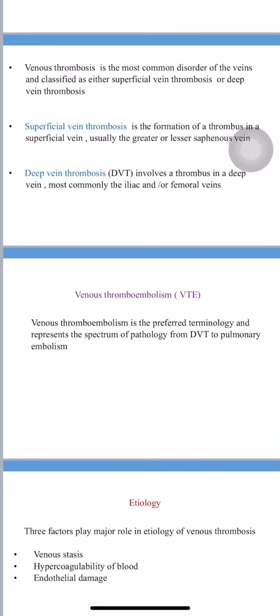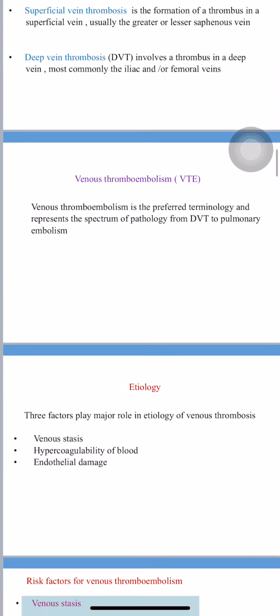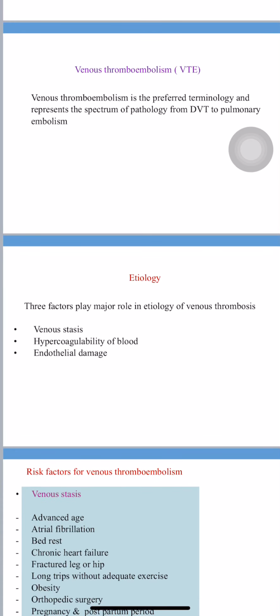Next is another condition, that is venous thromboembolism. Venous thromboembolism is the preferred terminology and represents the spectrum of pathology from DVT to pulmonary embolism. Next we will see the etiology of venous thromboembolism. There are three factors which play a major role in the etiology of venous thrombosis: venous stasis, hypercoagulability of blood, and endothelial damage.